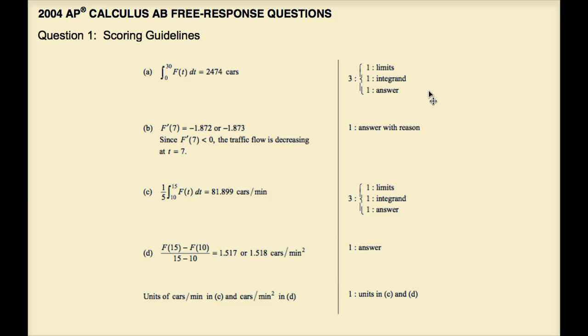Here are the scoring guidelines for this question. For letter A, 3 points were awarded. One for the limits or endpoints of integration, another for the integrand, and a third for the answer. For letter B, 1 point was awarded for the answer with reason. For letter C, 3 points were awarded, one for the limits or endpoints of integration, another for the integrand, and a third for the answer. For letter D, 1 point was given for the answer, and the 9th point was given for units, cars per minute in C and cars per minute squared in D.